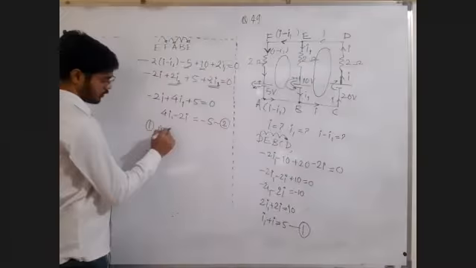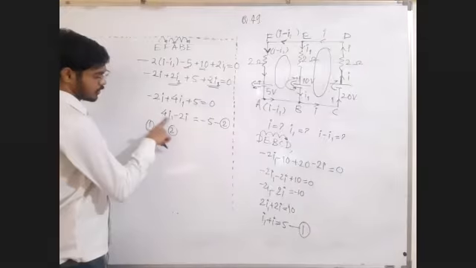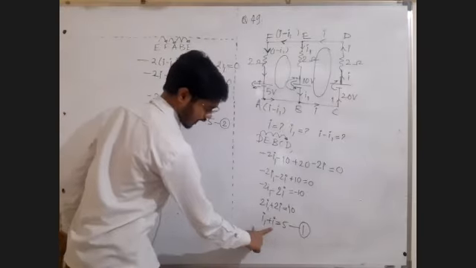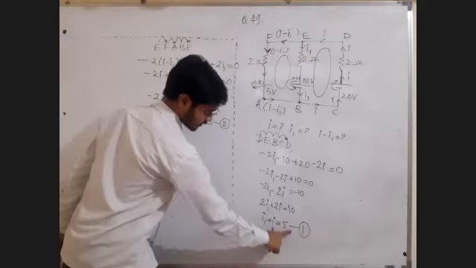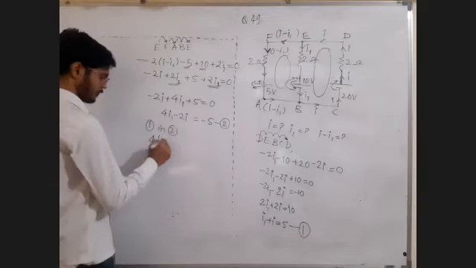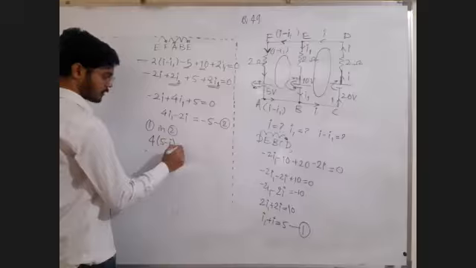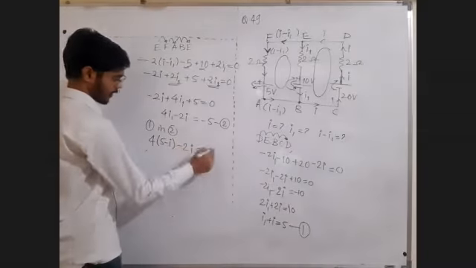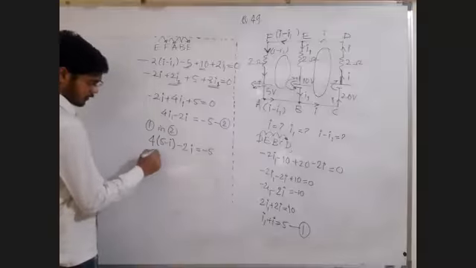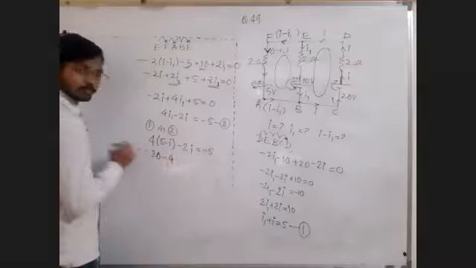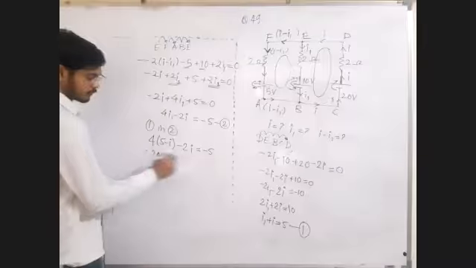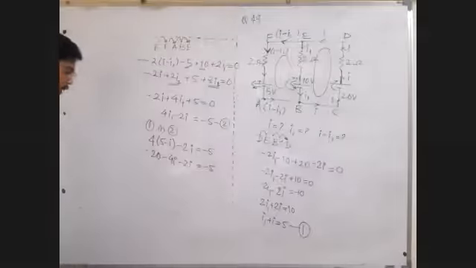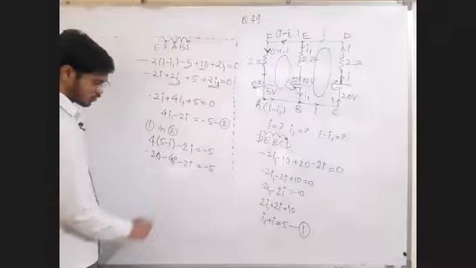So equation 1 into this 4 as it is. Instead of I1, I1 can be written as 5 minus I. So 4 into 5 minus I, minus this 2I as it is, equal to minus 5. 4 into 5, 20. 4 into minus I, minus 4I, minus 2I is equal to minus 5. Minus 4I minus 2I, minus 6I.